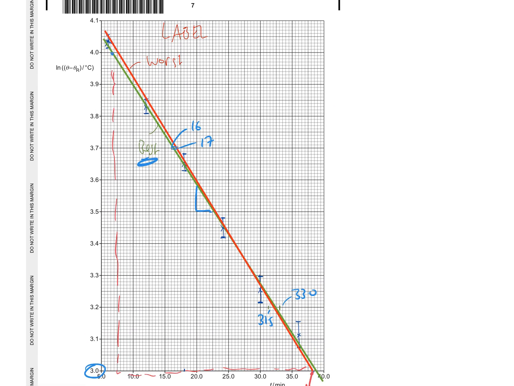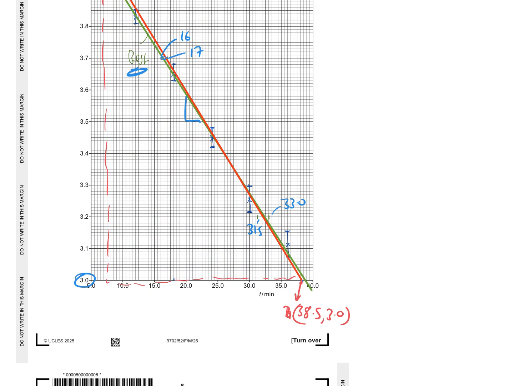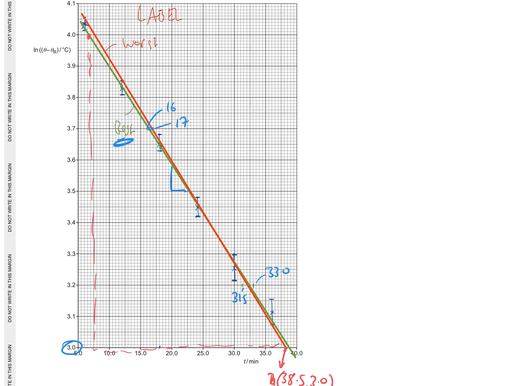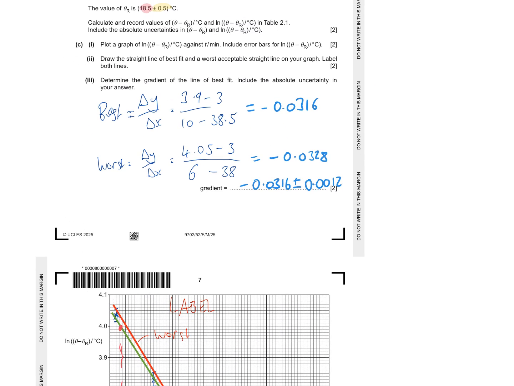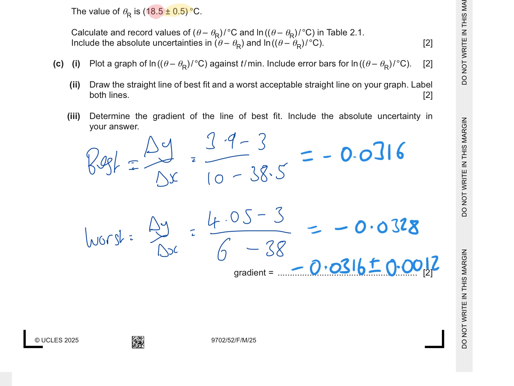The common mistake is people use this point here for the green line, and then use the red line. So you're doing two different lines, but you've got to do it for both lines. You've got to do the gradient for both. It's a bit tedious, but that will give you the gradient for your line of best fit. Changing y over changing x gives me this value. And then for my worst fit, again, same thing, gives me this value. Don't forget the negative because the line's sloping down. And then that gives us a gradient of this. That was for my line of best fit. And then if I subtract this from this, you see that we get an uncertainty of 0.0012.